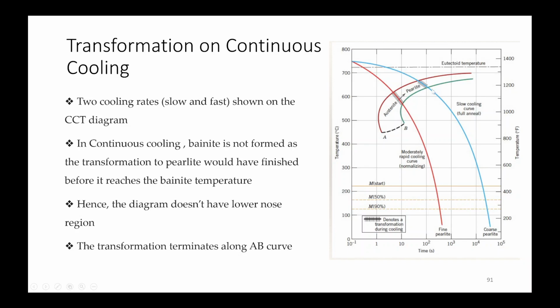Now these are the two continuous cooling curves. The slow cooling curve will be forming coarse pearlite, while for moderately rapid cooling we find fine pearlite. There will be one more curve which will be missing this nose, and then it will form martensite. In continuous cooling, bainite is not formed, as the transformation to pearlite would have finished before it reaches the bainite temperature. Hence the diagram doesn't have a lower nose region and the transformation terminates along the AB curve.